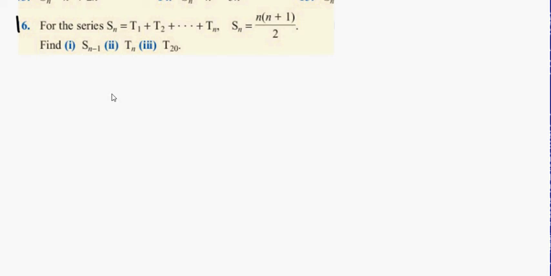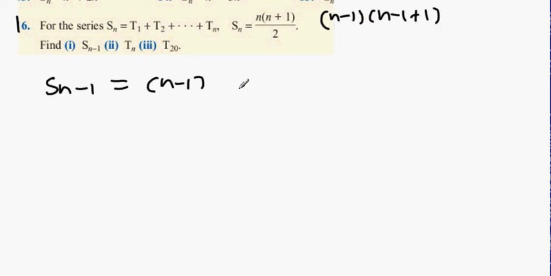Find S of n minus 1. So S of n minus 1 is basically replace all n's with n minus 1. So we're going to have n minus 1, and then in here we're going to have n minus 1, and then in the bracket we're going to have n minus 1 plus 1, and that just turns into n, all over 2. That's going to get me n squared minus n all over 2.